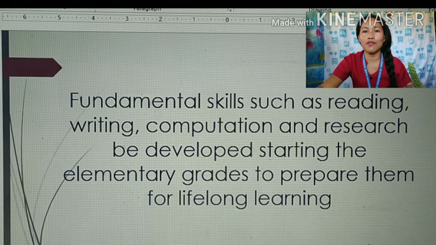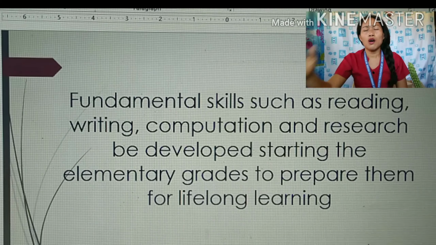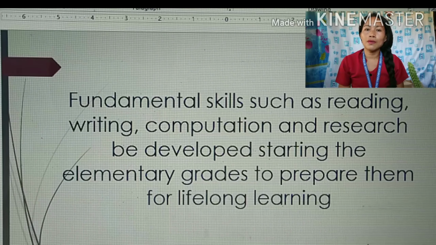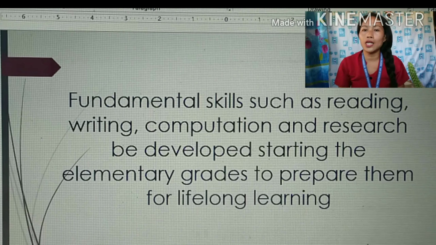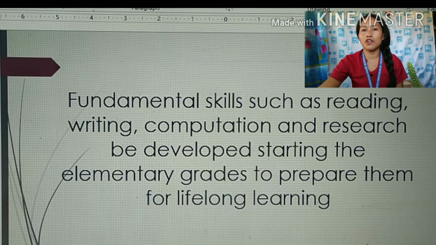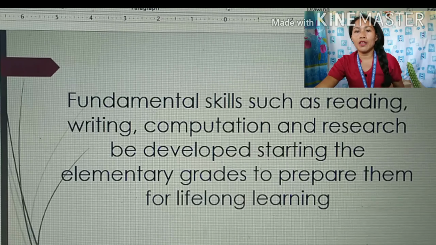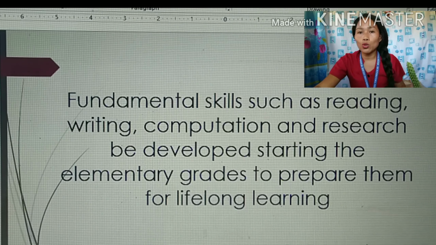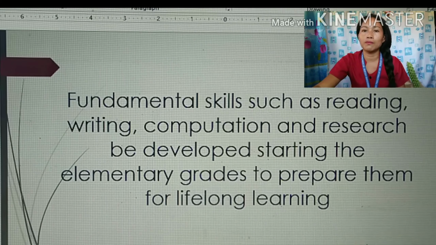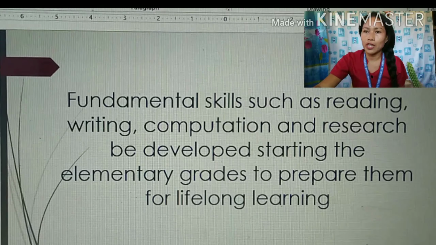So starting from elementary level, teachers tend to teach pupils the four fundamental skills. So what are those four fundamental skills? Okay, Miss Gia. Yes, reading, writing, computation, and research. So those are the four fundamental skills that need to be acquired by every child or every student. Why? So that they will be prepared for the secondary level. If the pupils know much about those, then it will not be hard for them when they are in the secondary level. So that's why the elementary teacher plays an important role in the children's learning development.